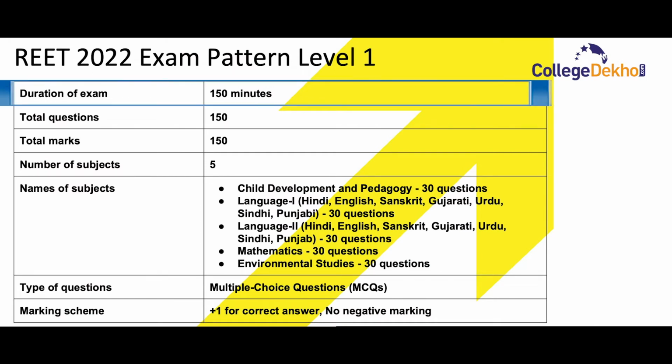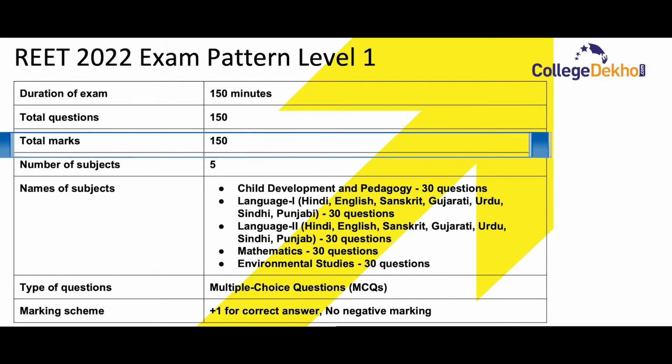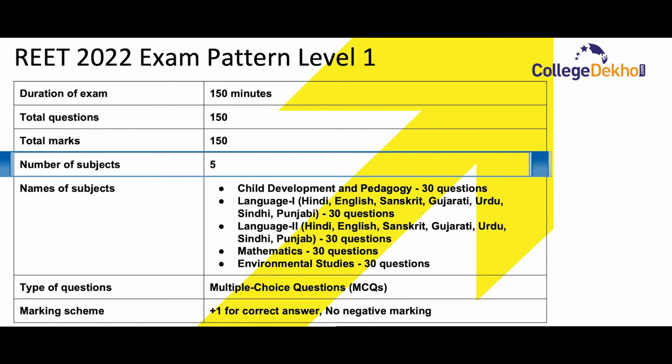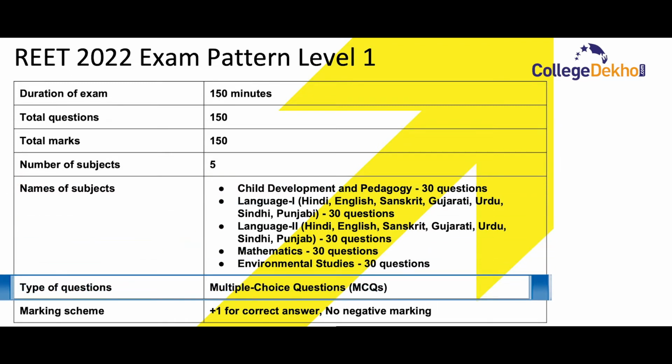The duration of the exam will be 150 minutes. There will be 150 questions for a total of 150 marks. There will be 5 subjects in the exam which include child development and pedagogy for 30 questions, language 1, that is Hindi, English, Sanskrit, Gujarati, Urdu, Sindhi, Punjabi, for 30 questions, language 2 again for 30 questions, mathematics for 30 questions and environmental studies for 30 questions. There will be multiple choice questions in the exam and for each correct answer, 1 mark will be awarded and there will be no negative marking for an incorrect answer.